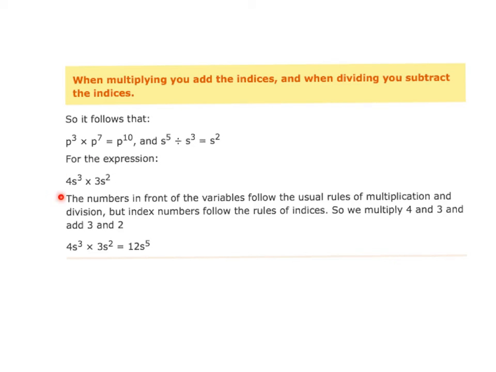When we've got something like this that looks far more complicated, again, because the base numbers are the same, what we would do is first we would take the numbers. So 4 times 3 is 12, and then s cubed times s squared, we keep the s and we add the index numbers, which would give me 5.